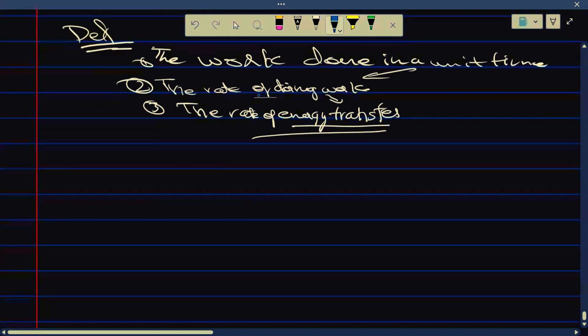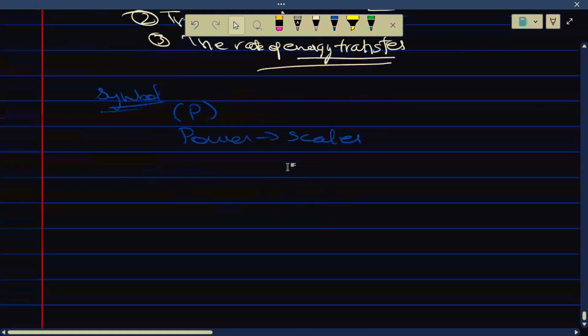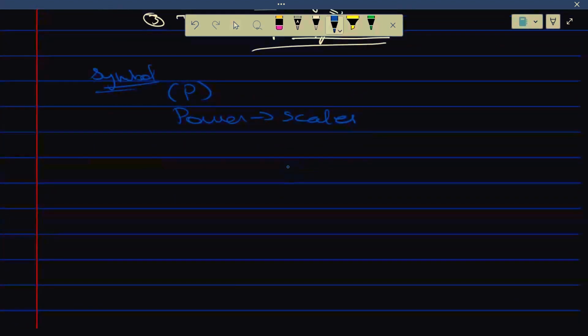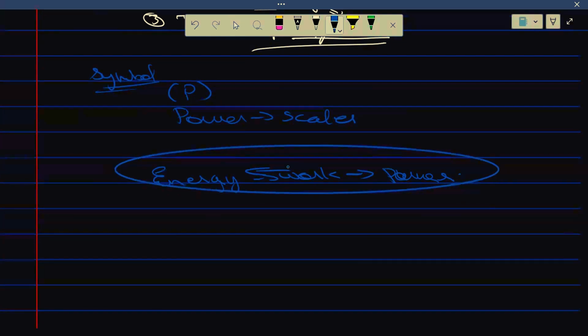Now let's write the symbol of power. The symbol of power is P, capital P, and power is a scalar quantity. Power is also related with energy and work. For work we need energy, and when we do work in a unit time, it is called power. So this is how they are related to each other.